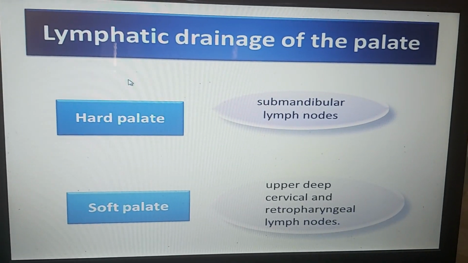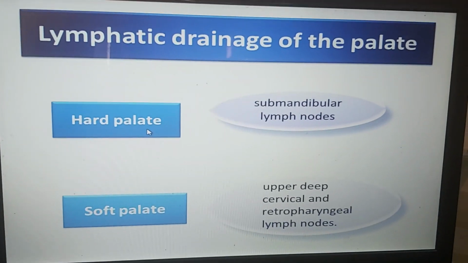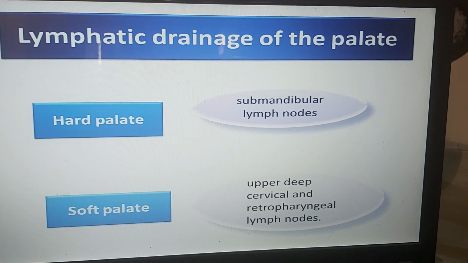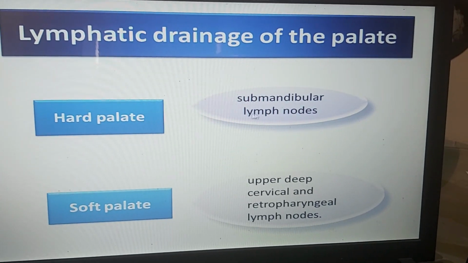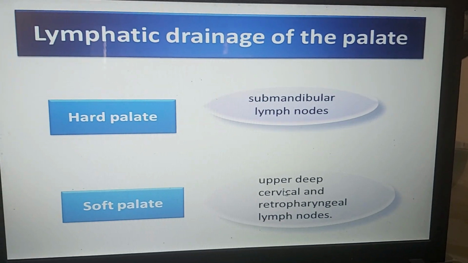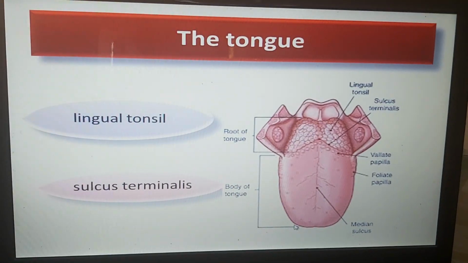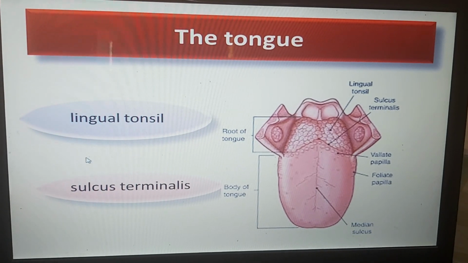Lymphatic drainage of the palate. The hard palate drains into the submandibular lymph node, and the soft palate drains into the upper deep cervical and retropharyngeal lymph nodes. Now we're talking about the tongue.